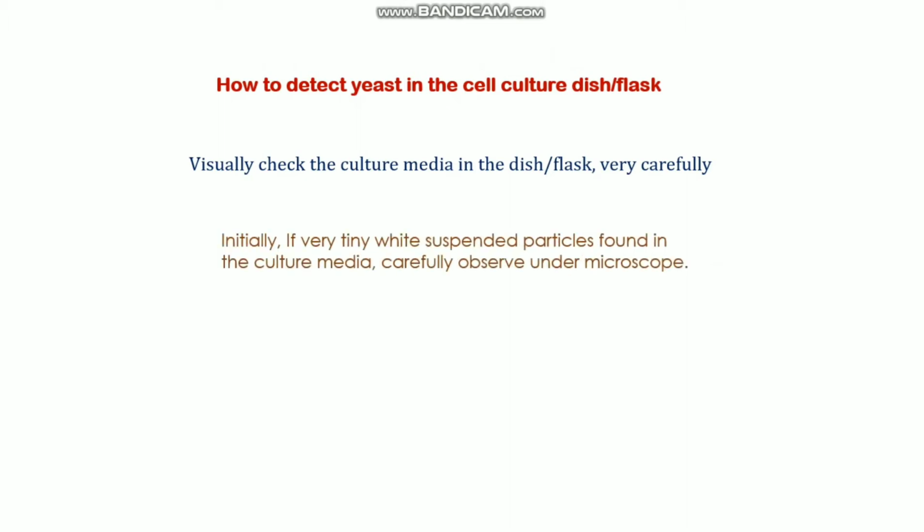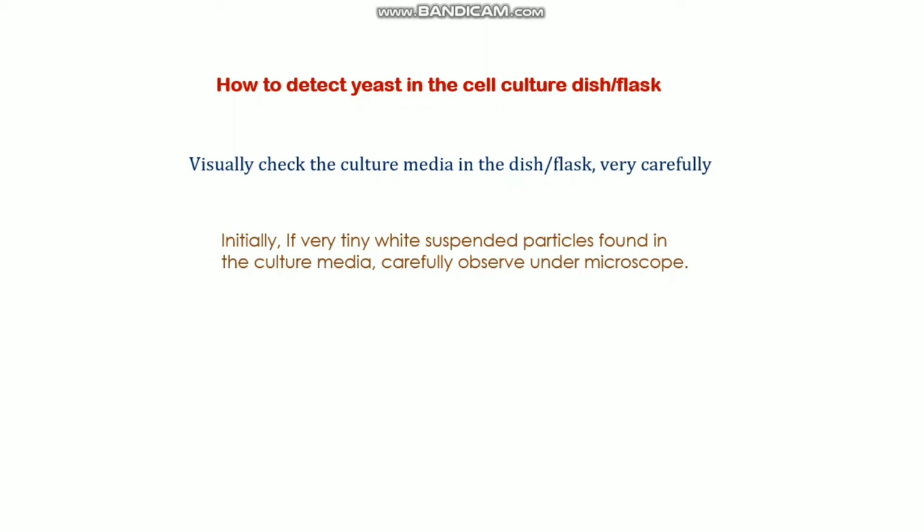First, you need to know how to detect yeast in the cell culture dish or flask. Visually, you need to check the cell culture media in the dish or flask very carefully. At the initial level, you can find tiny white suspended particles in the cell culture media, and these particles are normally round in shape. If you find these particles, you then need to observe carefully under the microscope.